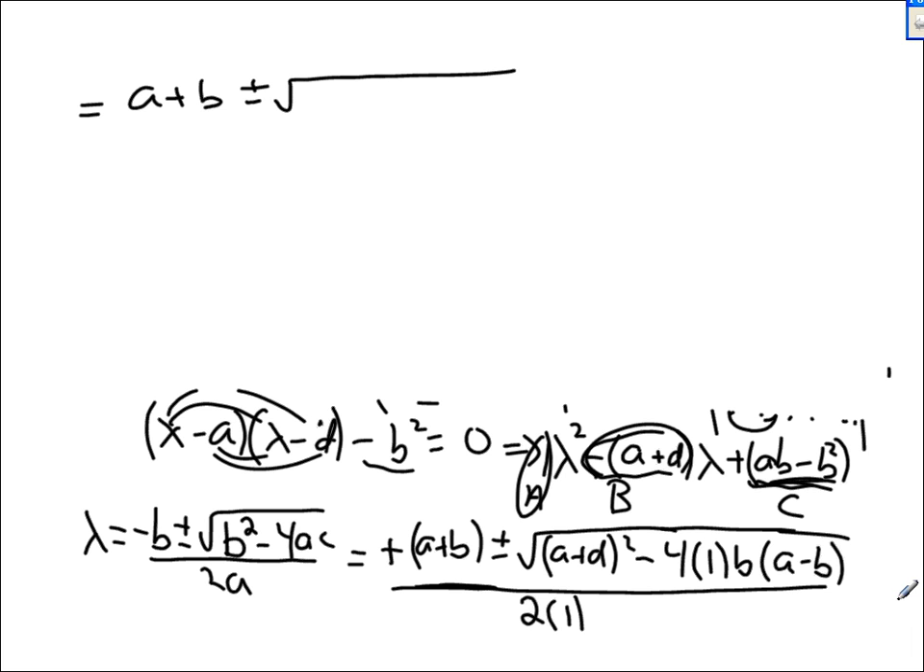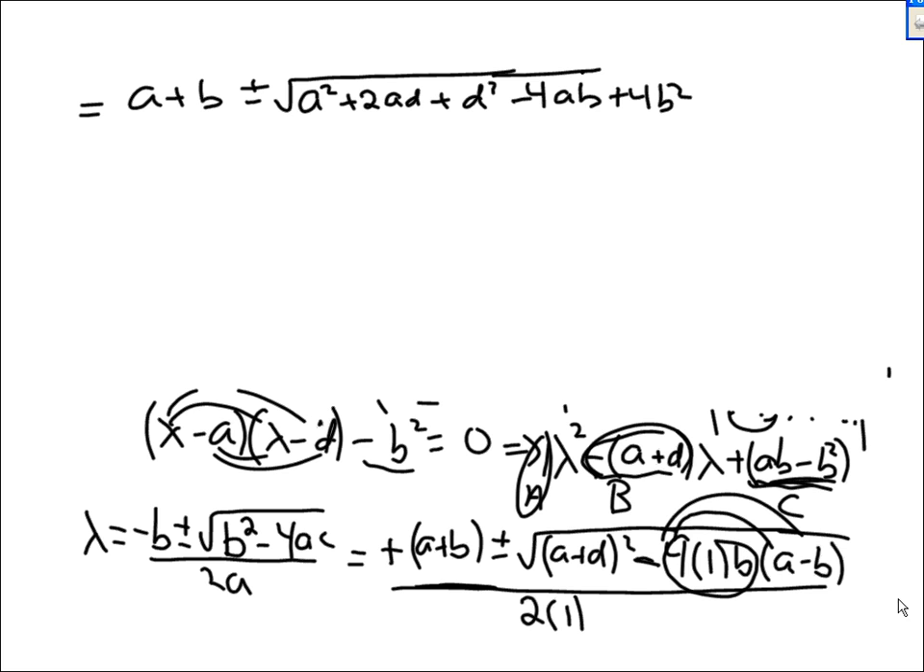When you square a plus b, you get a squared plus 2 times ad plus d squared. And this messes 4b. Let's call it negative 4b. Times a is negative 4ba or negative 4ab. Plus 4b squared.